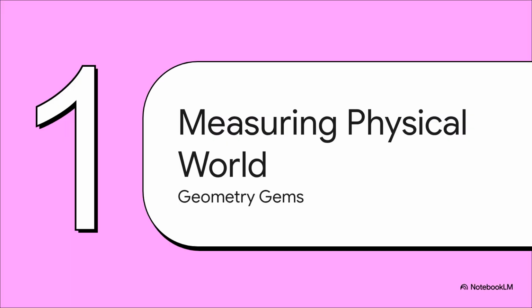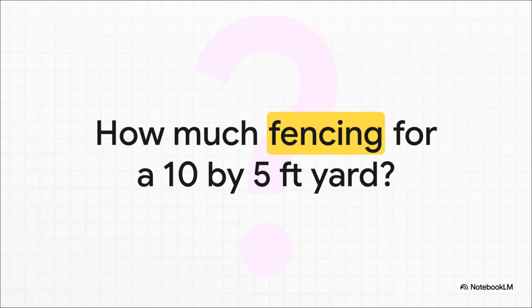Section 1. Measuring the physical world. Let's look at some absolute geometry gems. In the past, we might have just recognized shapes, but now? Now it's time to actually measure them. So imagine this. You're putting in a fence for a brand new dog, and your backyard is a rectangle. Let's say it's 10 feet long and 5 feet wide. How much fencing do you actually need? You see, you aren't just solving some abstract math problem right now, you're executing a real weekend DIY project. You absolutely need to know the physical boundaries of your space.